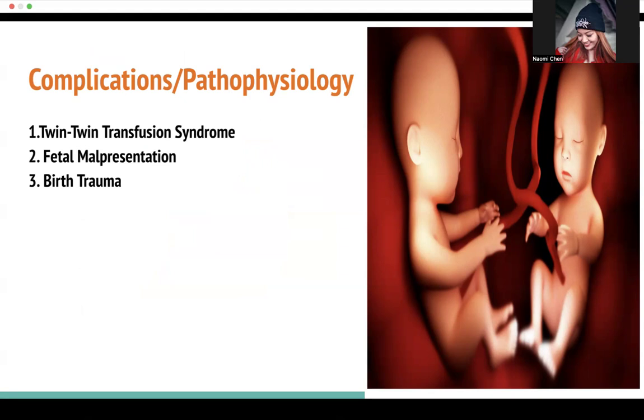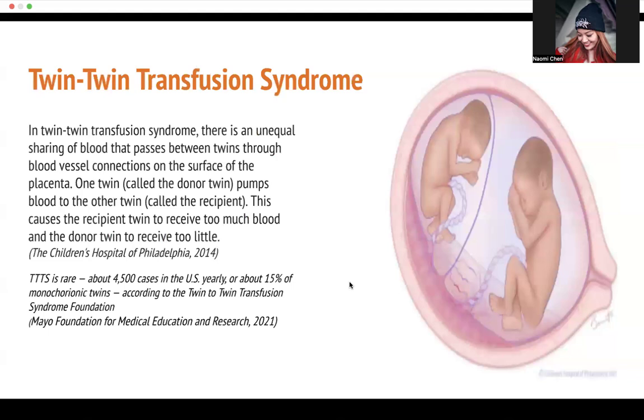Complications and pathophysiology. I will focus on those 3: twin-twin transfusion syndrome, fetal malpresentation, and birth trauma. In twin-twin transfusion syndrome, there's an unequal sharing of blood that passes between twins through blood vessel connections on the surface of the placenta. One twin, called the donor twin, pumps blood to the other twin, called the recipient. This causes the recipient twin to receive too much blood and the donor twin to receive too little.